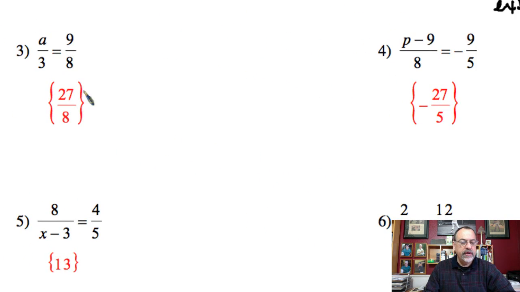Alright, let's do a couple more examples. We look at number 3 here. Again, I recognize this as a proportion, so I can apply the property that the product of the extremes is equal to the product of the means. 8 times a is 8a, and 9 times 3 is 27.